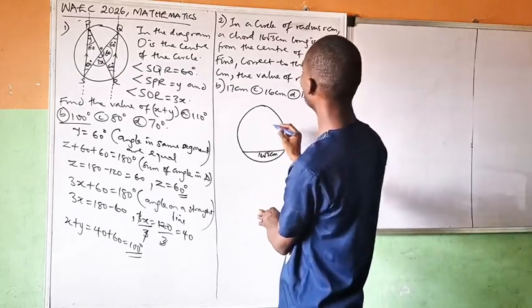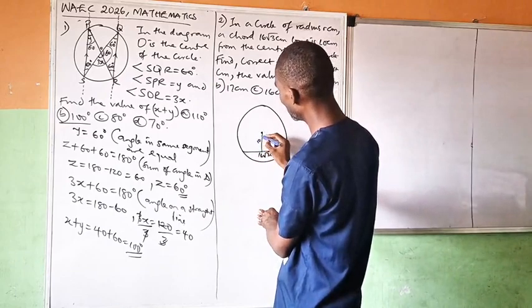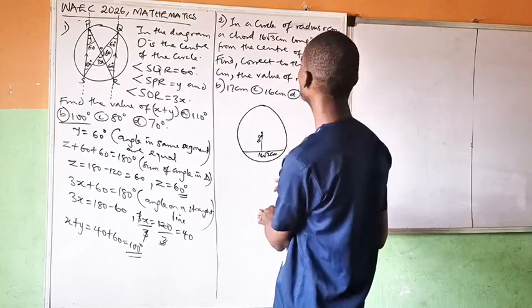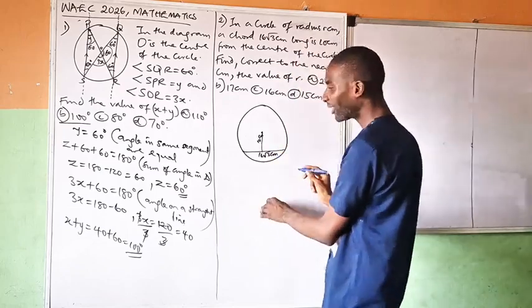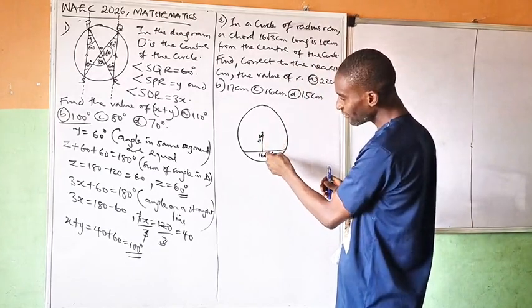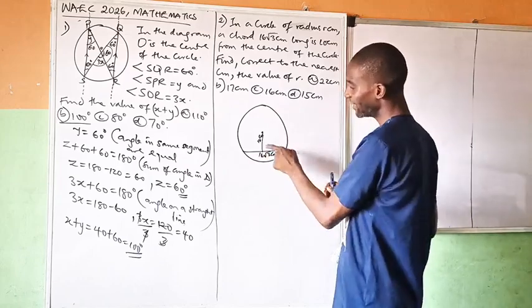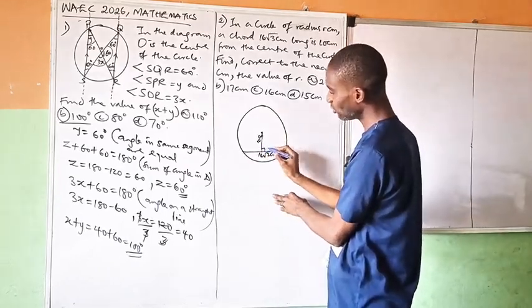It is 10 centimeter from the center. This is the center. 10 centimeter from the center of the circle. You remember, according to the theorem, this line from the center of the circle to the chord will divide the chord into two equal halves. That's number one. Then it forms angle 90 degrees with the chord.